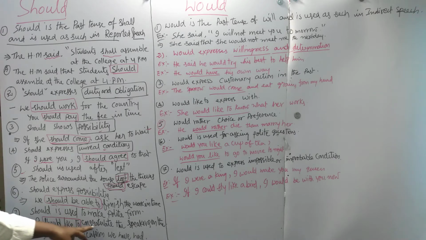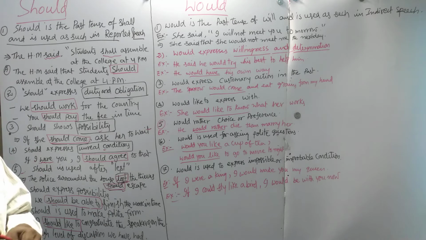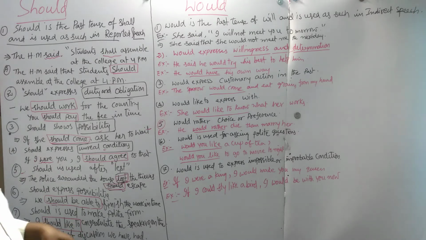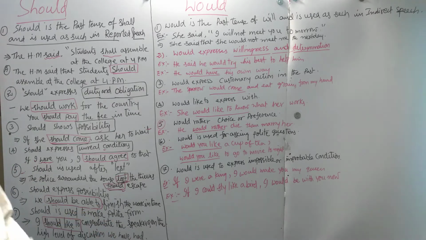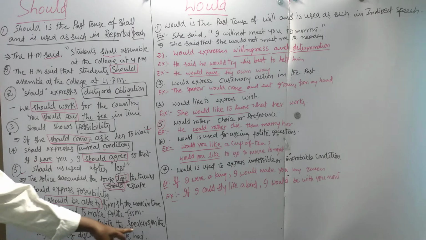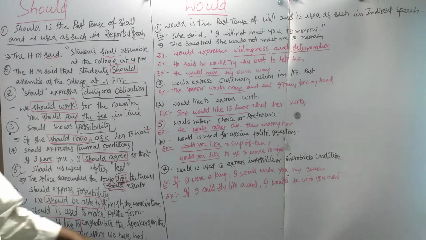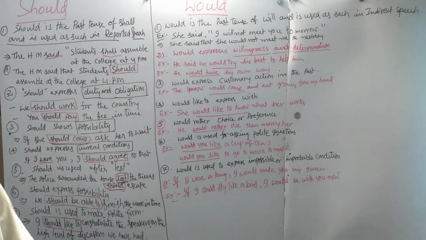I should like to congratulate the speakers on the high level of discussion we have had. That means a meeting was conducted. There, officials discussed the matter in an excellent manner. That's why one person is congratulating those speakers who helped them to understand something. I should like to congratulate the speakers on the high level of discussion we have had.